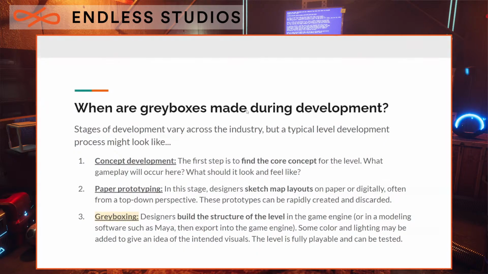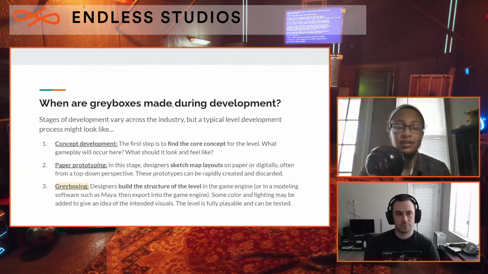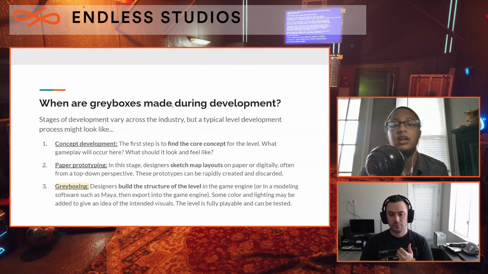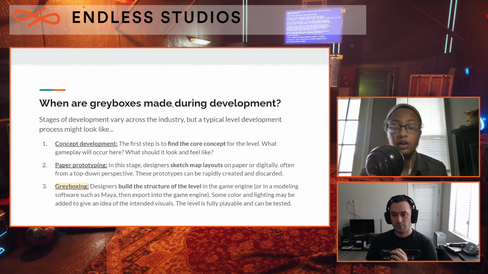And the next thing that will sometimes happen, not always, is that designers will sketch a paper prototype, which might be on physical paper or digital, and that is a map layout that is often from a top-down perspective. That helps guide the general flow of where I want the player to go and what kind of things I want to include where. And since it's really easy to make a sketch on a piece of paper, these can be rapidly made, and then, oh, I don't like that one, I want to get rid of it, let's make a couple changes here and there. It's really fast to iterate on.